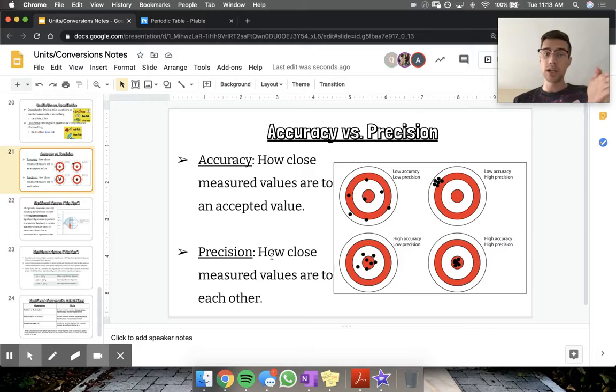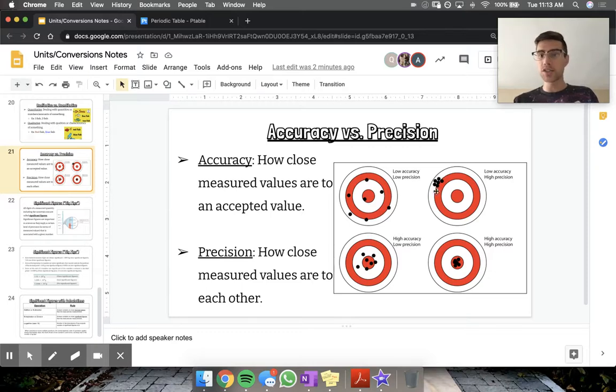Whereas precision is based on how close your measured values are to each other. In science, we should always take multiple measurements. One measurement is not good enough, because you need to be able to find an average that represents the values that you tested. So precision is how close all of your values are to the other values. None of these values are close to each other. This is very, very low precision. Now, these are a little bit closer, but they're still not great. So this is better precision, but it's still not great.